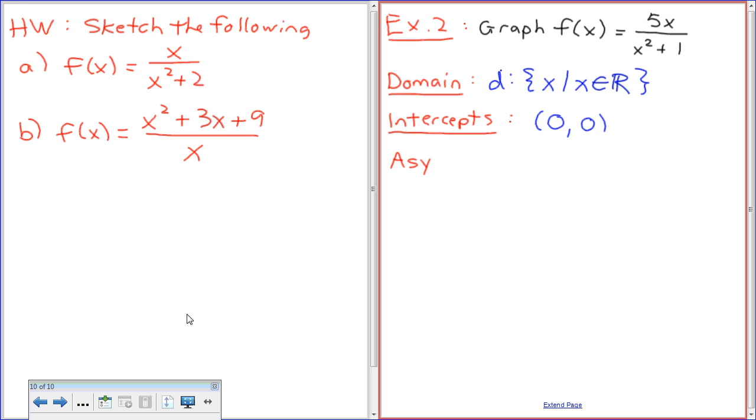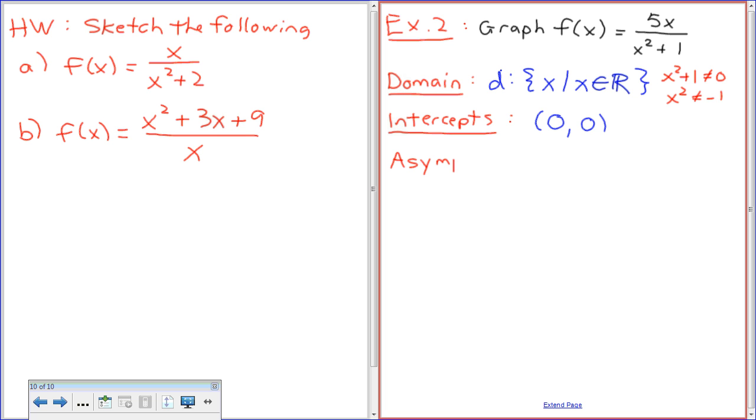We're looking for anything in the denominator that equals 0 because you can't divide by 0, right? So in this case, if you're solving x squared plus 1, it can't be 0. That means x squared can't be negative 1, which you can't solve, right? Which means any value is correct.